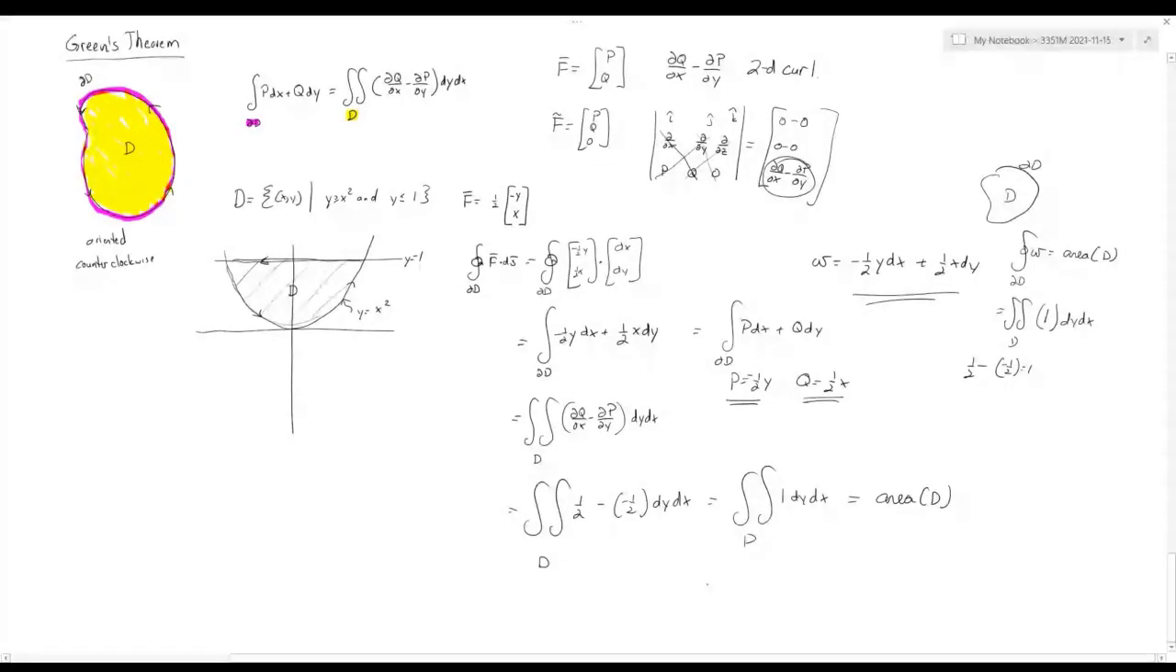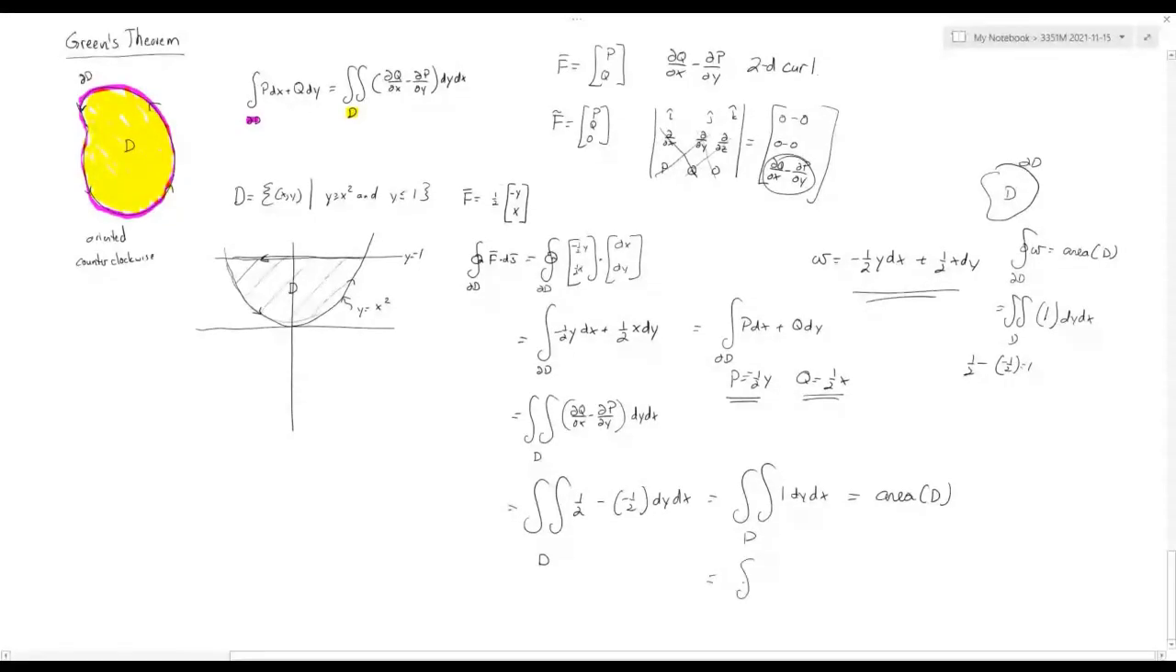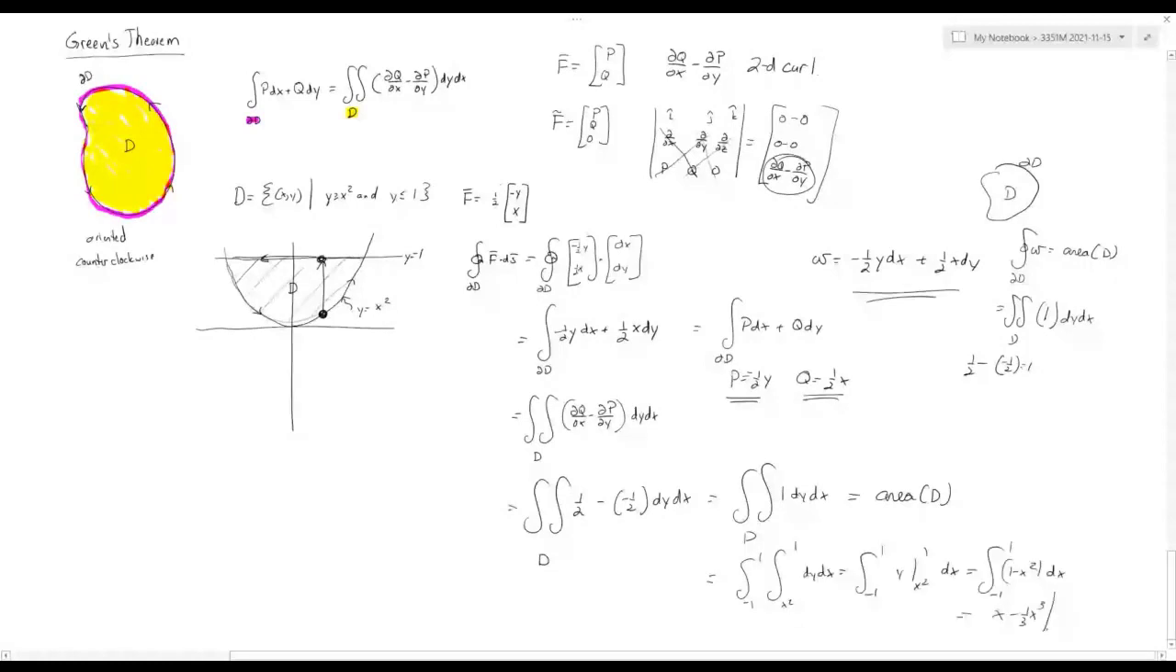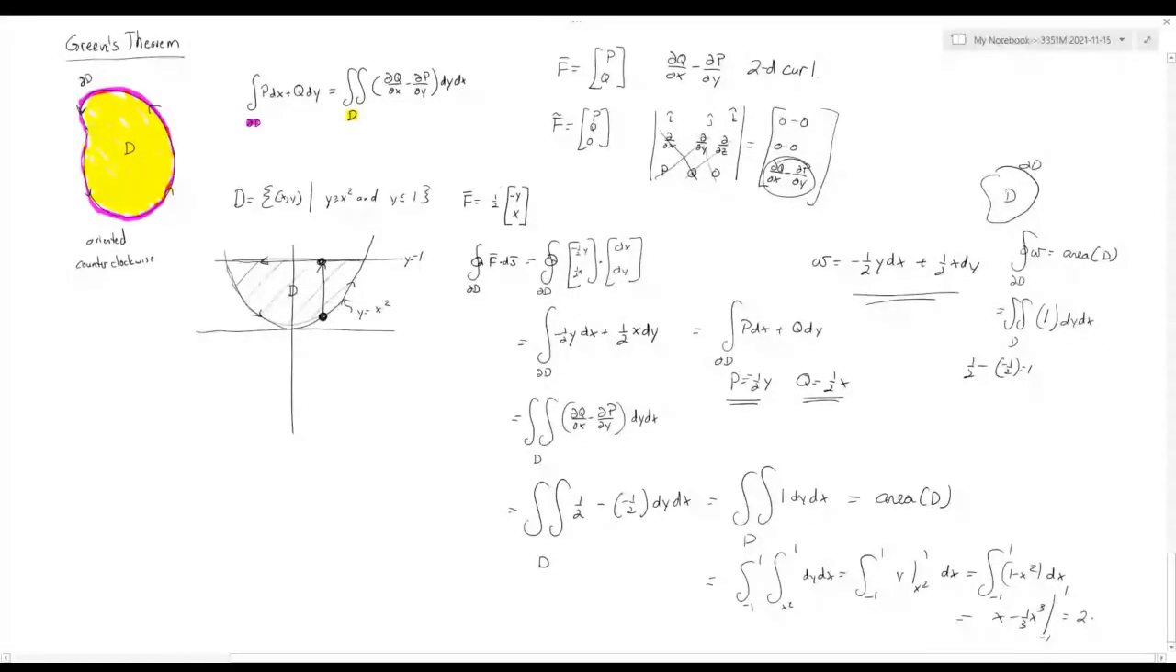But if you really wanted to integrate, x would go from -1 to 1, y goes from the lower bound of x squared, y starts on the curve where y equals x squared, and then y increases till it hits the line where y equals 1. So you get 2 minus 2/3.